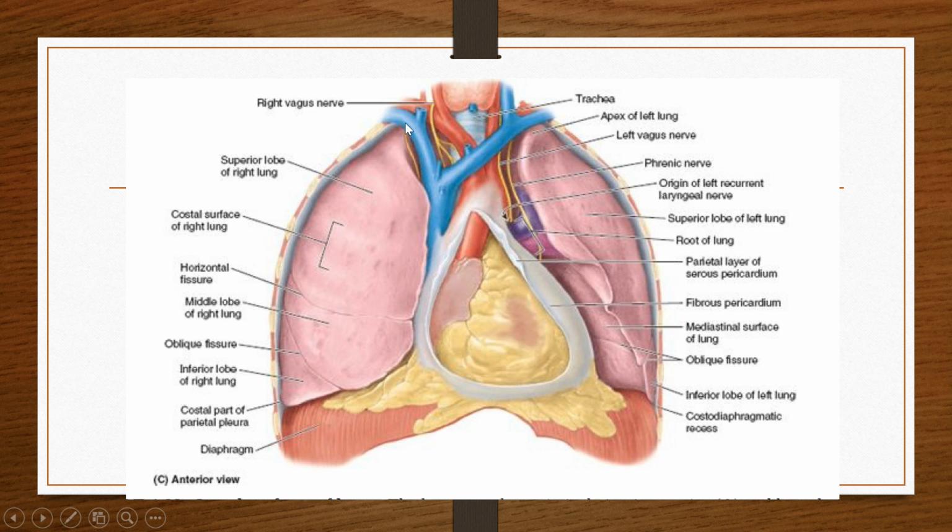Now see here, along with the apex and all these surfaces, there are two borders of the lungs. The anterior border is very sharp, and there will be a posterior border also, which will be rounded. The anterior border will extend down on the base and be present as the inferior border, which is also very sharp. So the anterior border will go and form the inferior border, and there is a posterior border also.